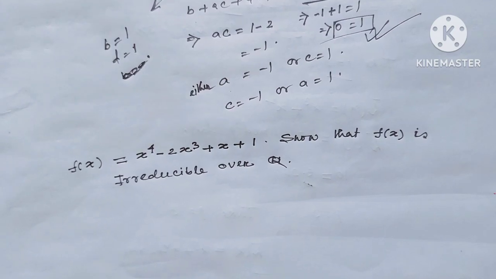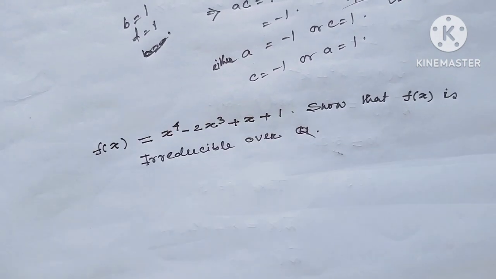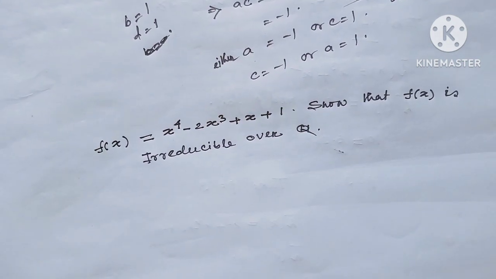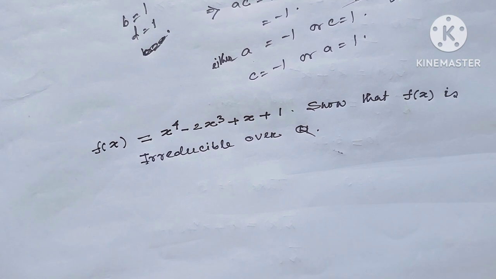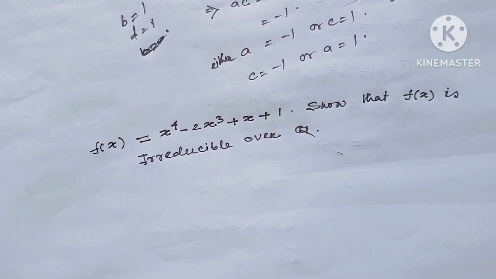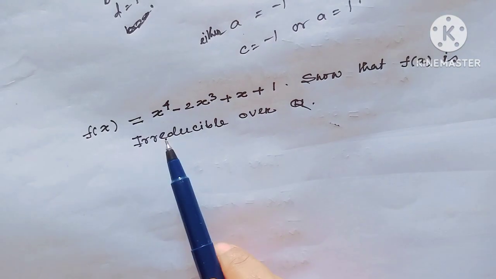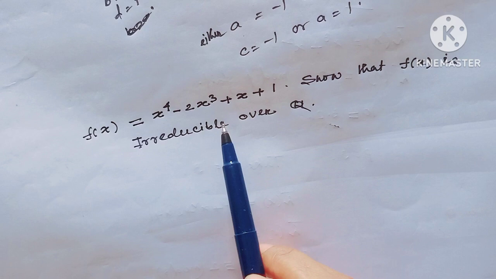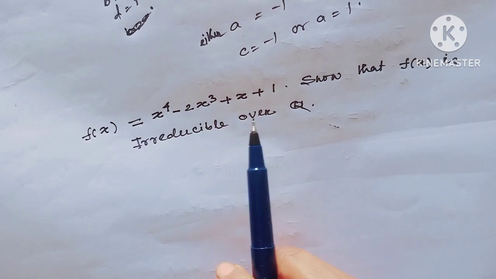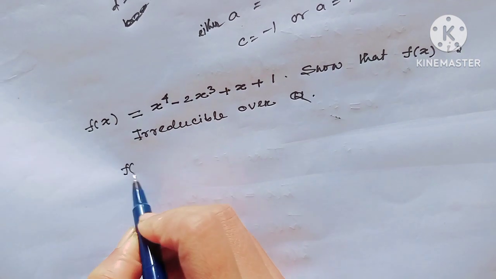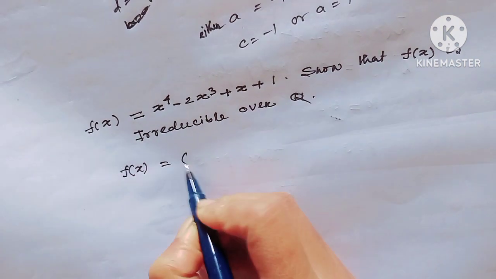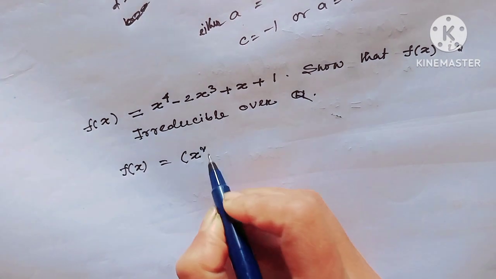Now I will show f(x), which is written as x to the power 4 minus 2x cube plus x plus 1, is irreducible over Q. How is this irreducible over Q? Notice here the degree of the polynomial is 4. Consider the function is reducible over Q. For this, consider f(x) is written as a product of two polynomials.